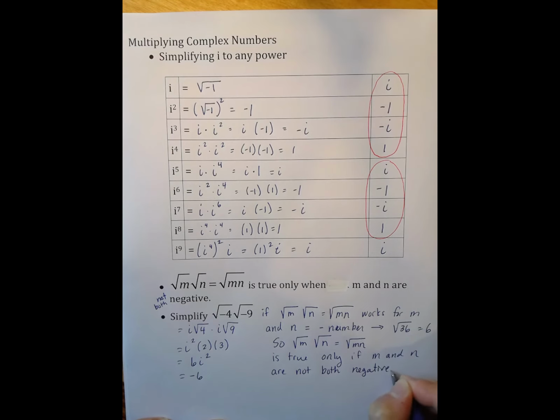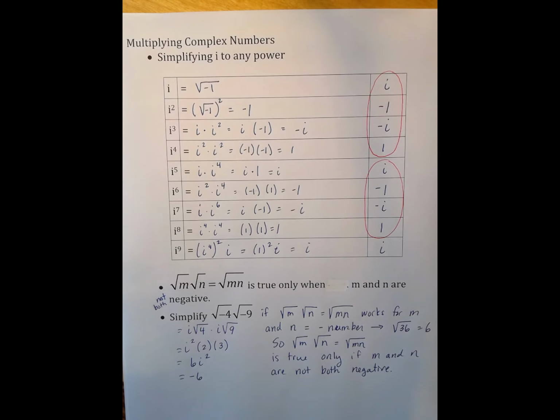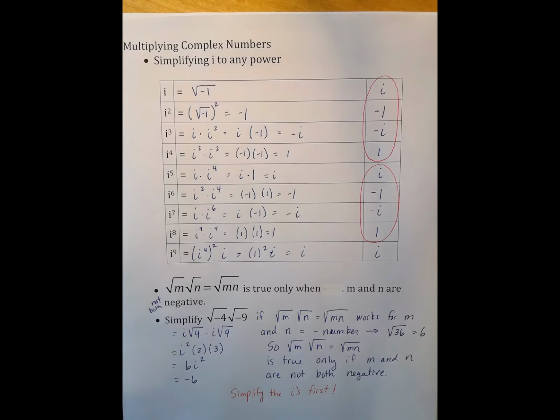negative. So what I often tell students is that whenever you have a square root of a negative number, simplify the i's out first. And then you're not likely to make mistakes in terms of whether or not we're agreeing if the square root of a negative times the square root of a negative is the square root of a positive or not. You're just simply taking care of those i's as your first job.